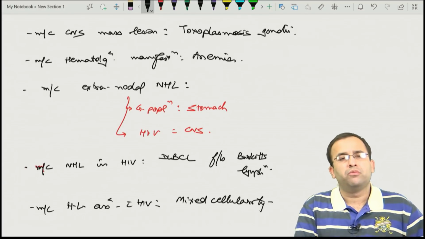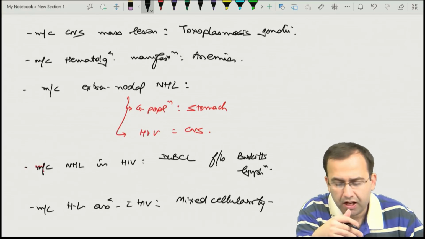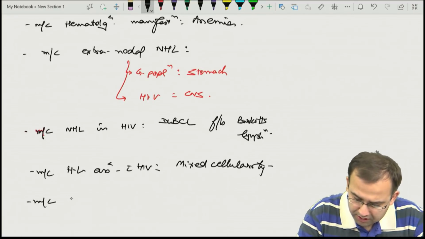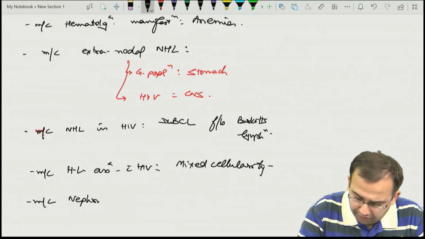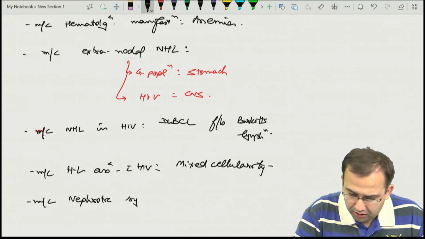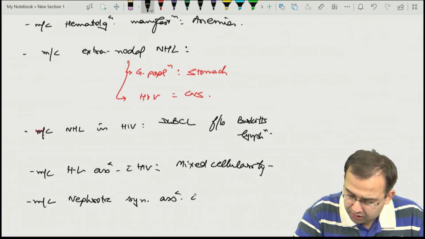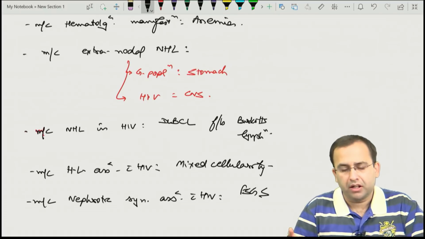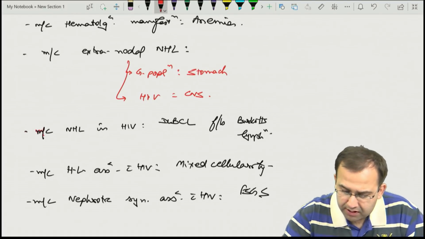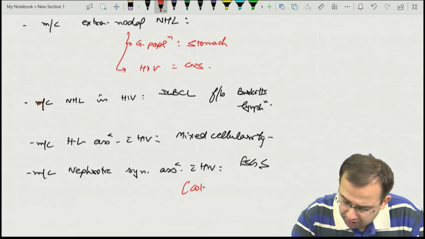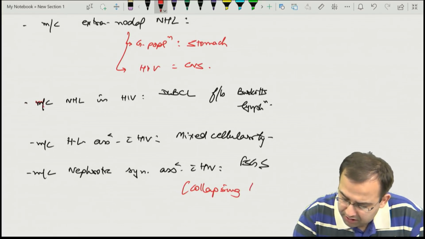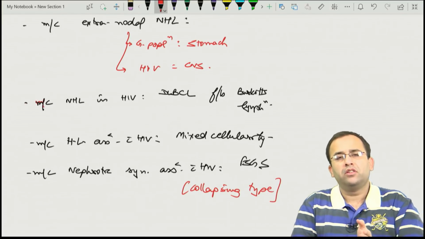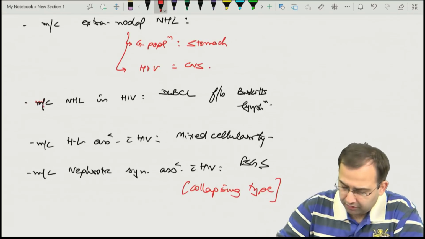These are the one-liners. Most common nephrotic syndrome associated with HIV, FSGS, focal segmental glomerulosclerosis. And which subtype of FSGS? The collapsing type. Done. This takes care of the one-liners associated with HIV.